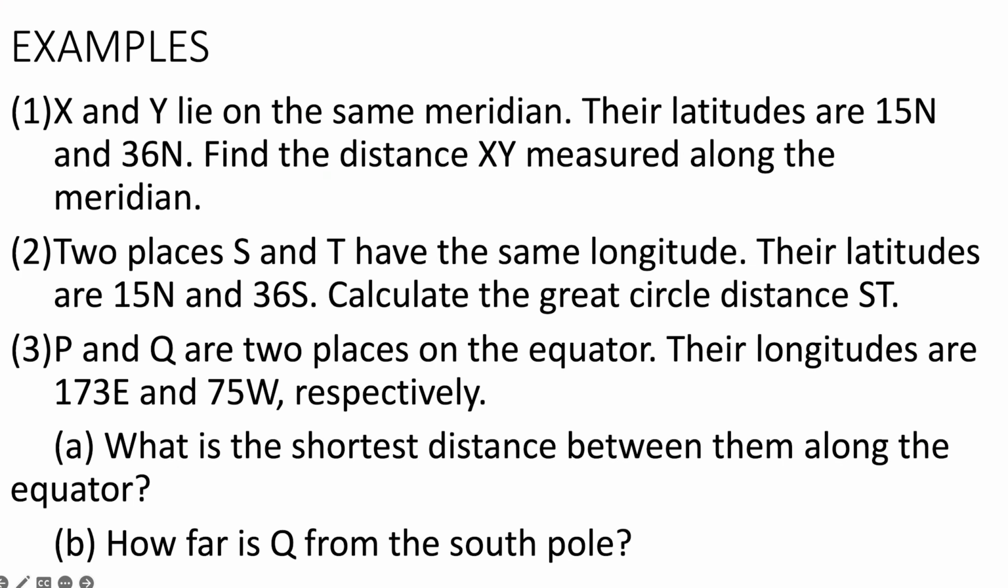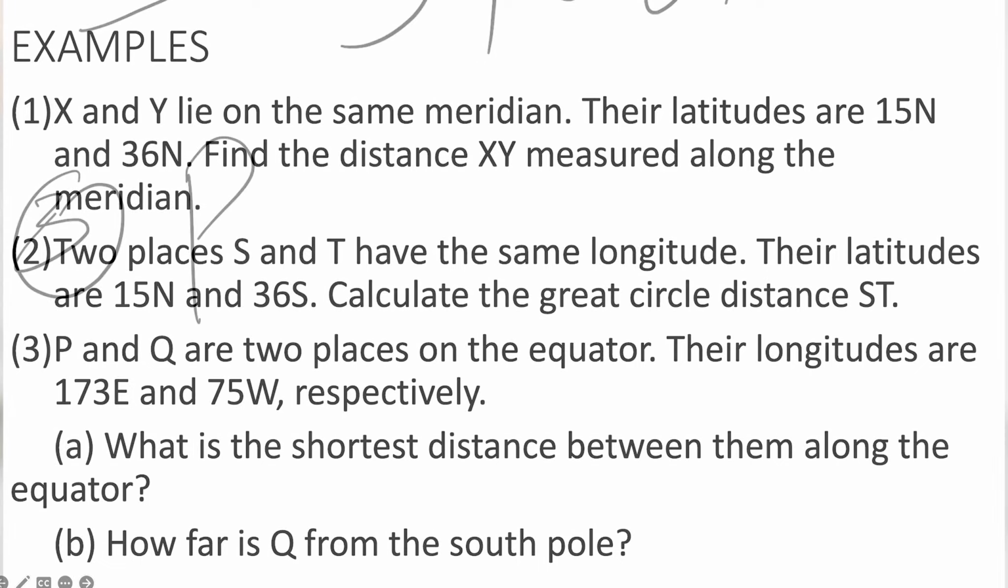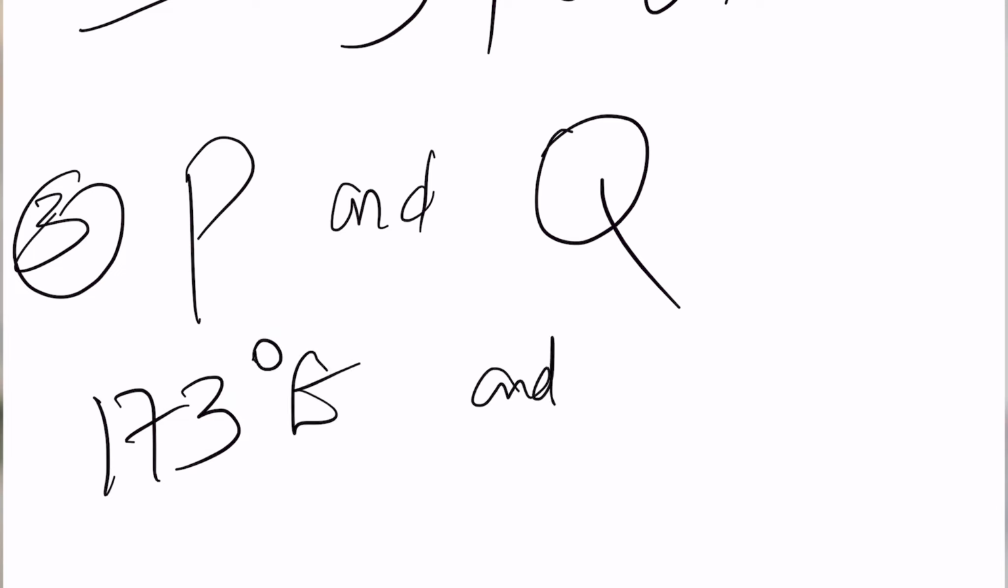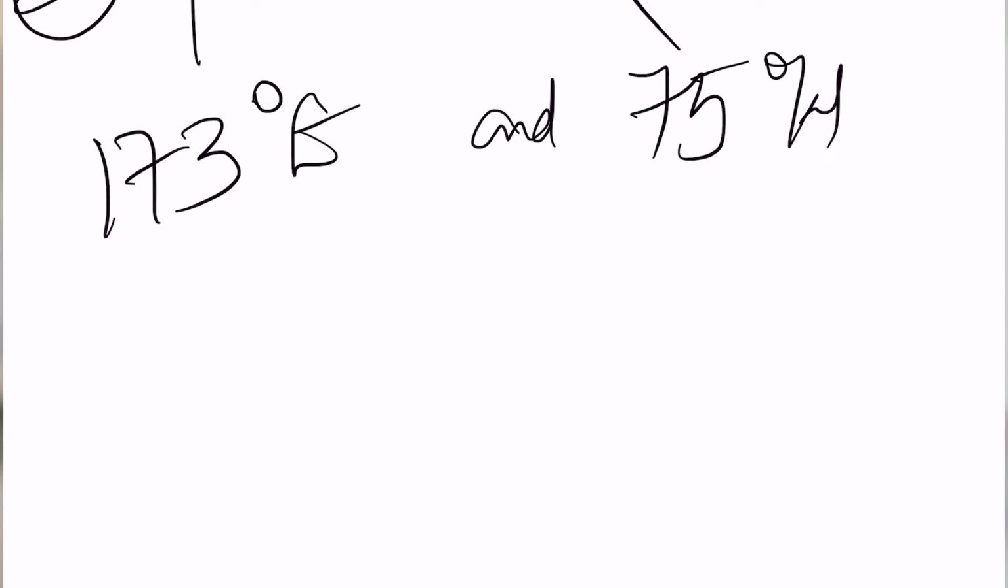And the third example for today: P and Q are two places on the equator. Their longitudes are 173 degrees east and 75 degrees west. So what is the shortest distance between them along the equator, and how far is Q from the South Pole?